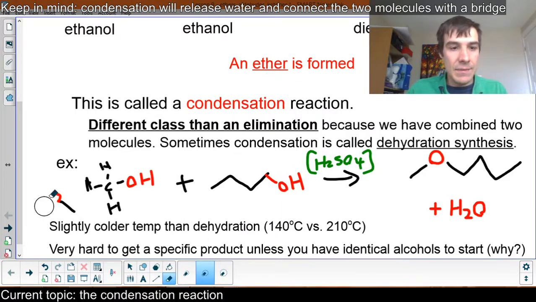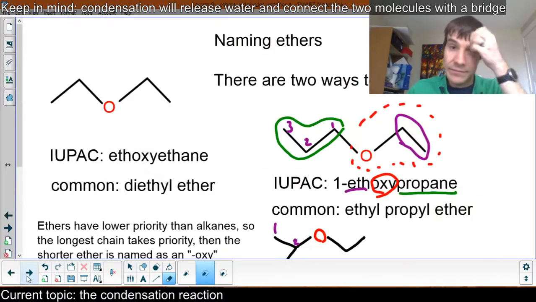So yeah, it's hard to get a specific product unless you have two identical alcohols to start with. But that's a condensation reaction. So hopefully you understand condensation reactions now and why they're different than elimination reactions.